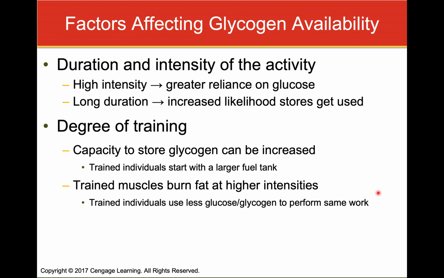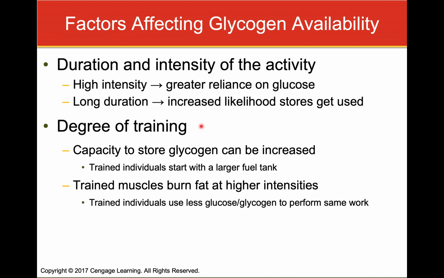So you can see that for exercise, the amount of glycogen we have and our ability to use it is very important. And so we do have some factors that affect our glycogen availability. The duration and intensity of the activity is going to affect our glycogen availability. So high intensity activity is going to lead to a greater reliance on glucose. And a longer duration activity is going to increase the likelihood that our stores get used. So if we have exercise that is high intensity and it's going on for a long period of time, it's more likely that we're going to use up the glycogen that we have.